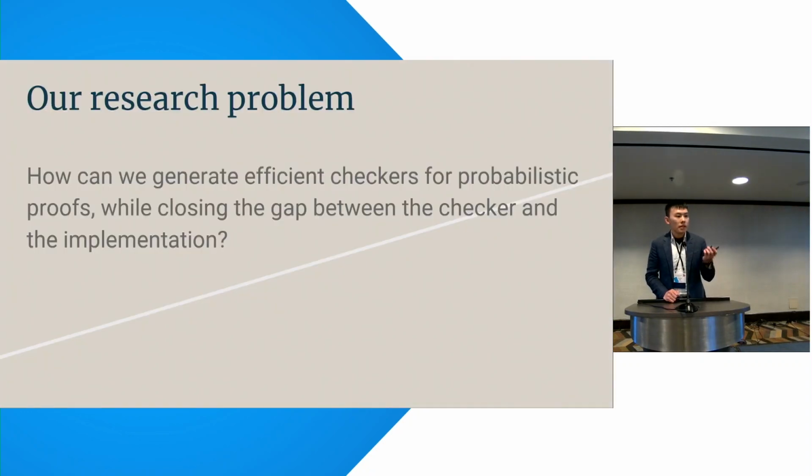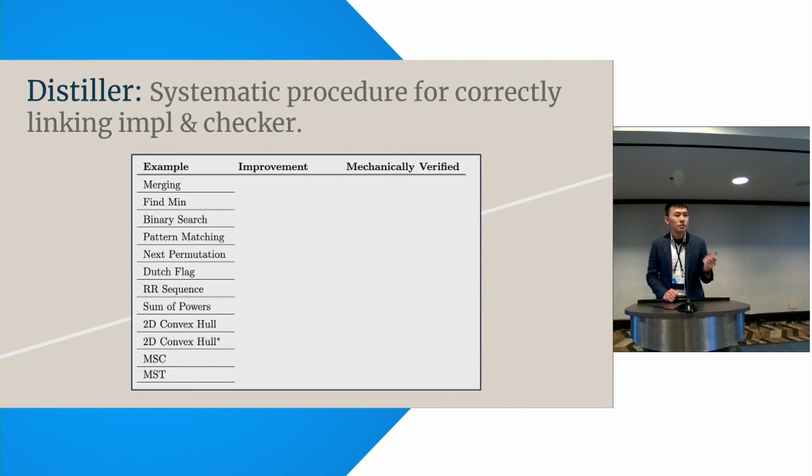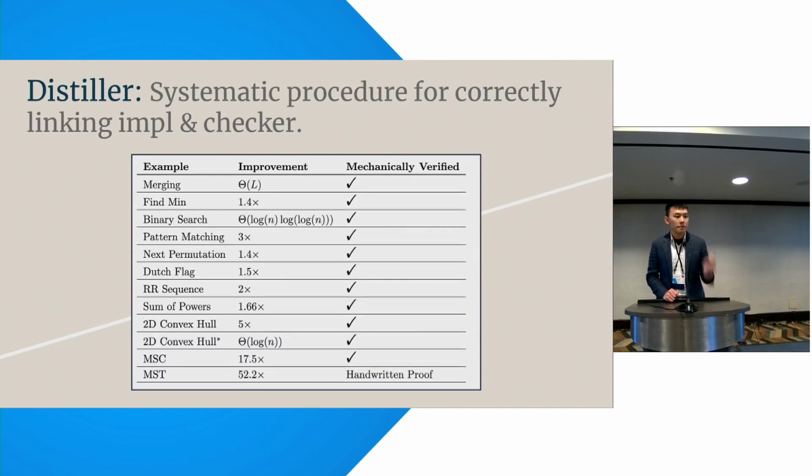Well, this is indeed our research question. How can we generate efficient checkers for probabilistic proofs while at the same time closing this gap between the checker and the implementation? We introduced DeStefano, a systematic procedure for correctly linking the implementation and the checker. We applied DeStefano across our benchmarks, and DeStefano successfully mechanically verified 10 of the 11 checkers we produced. For the remaining checker, we verified using a handwritten proof.